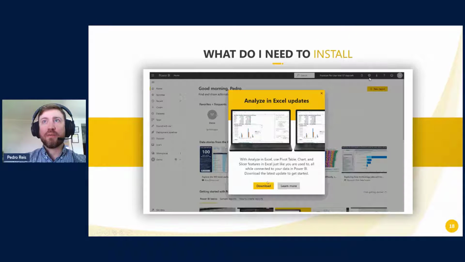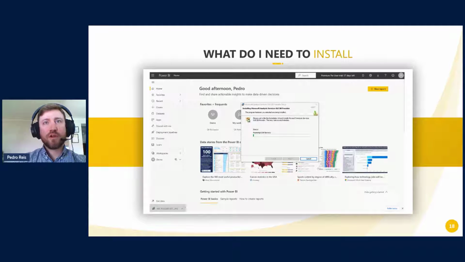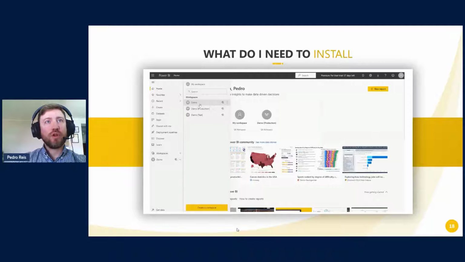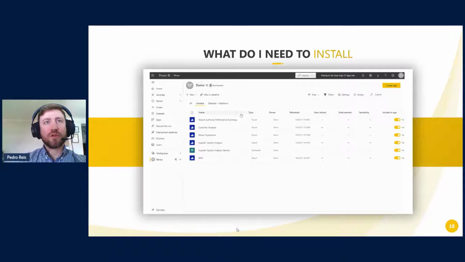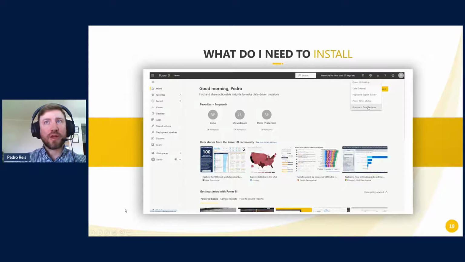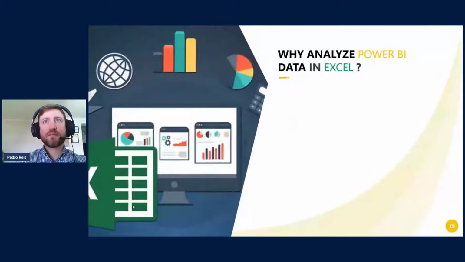So here we go. We click the big arrow and we download this MSI package. We install it, next, finish, and you're ready to go. Then when you go to any dataset in this demo workspace, you click the ellipsis and select Analyze in Excel. It will download an XLS file that will open your model already ready to be analyzed in Excel. It's as simple as this.